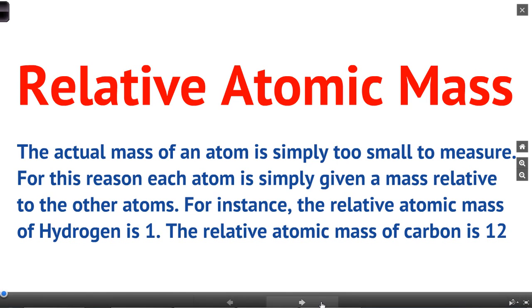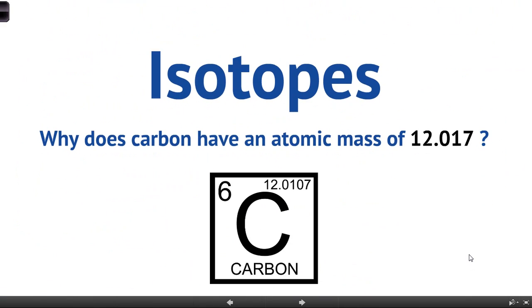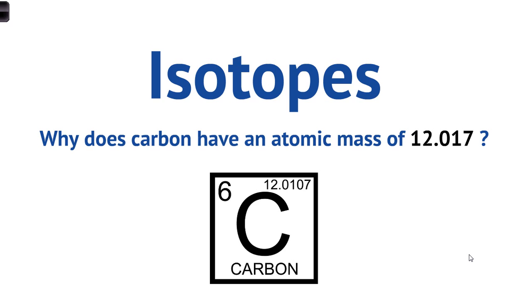So why is this important? Well, it's got to do with isotopes. Before we look at what the word isotopes actually means, let's start by trying to answer this question: why does carbon actually have an atomic mass of 12.017? On a lot of periodic tables it's been rounded to 12, but on a lot of them it still has the actual atomic mass, which is 12.017.